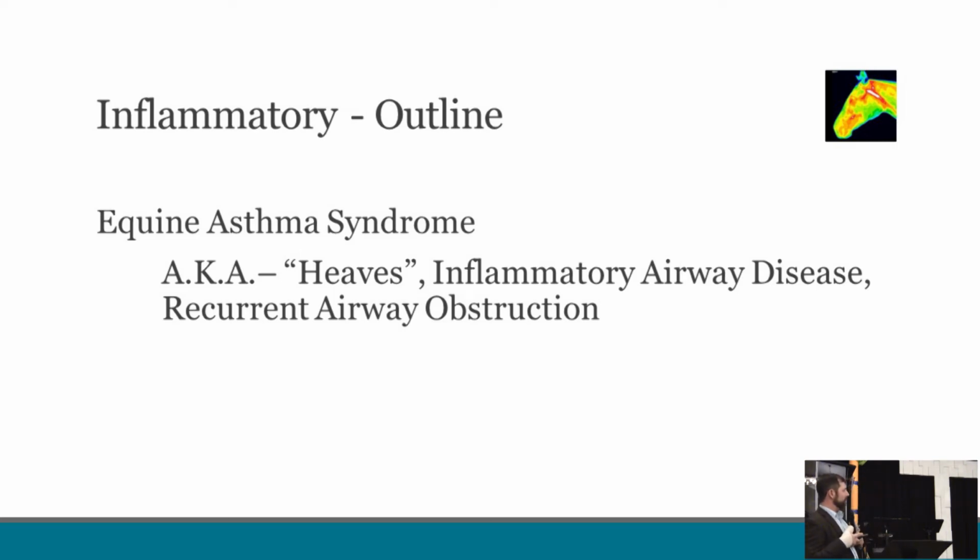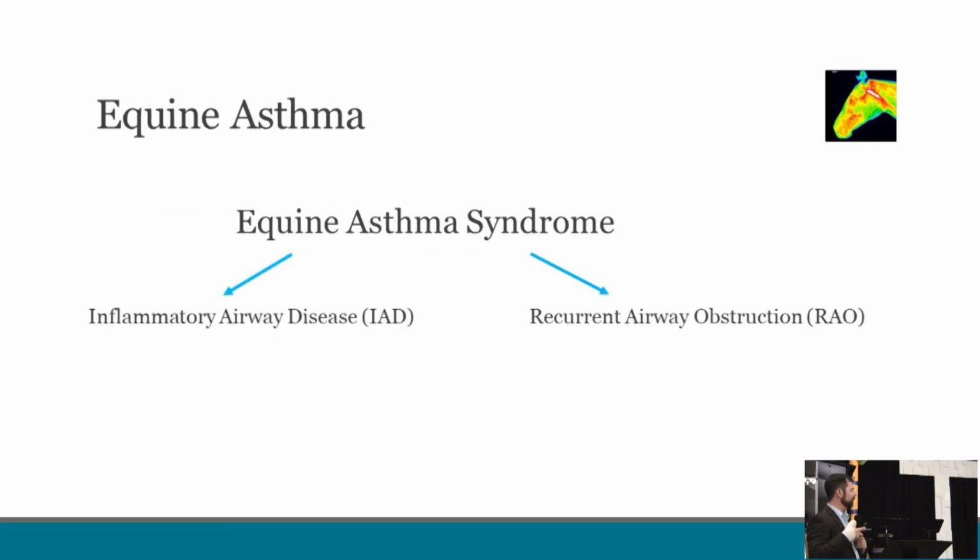Like I just mentioned, equine asthma syndrome is an umbrella term that's used to link inflammatory airway disease and recurrent airway obstruction. Basically the real brainiacs in the veterinary world got together and looked at these two conditions and decided that there was enough similarity between them and the human condition of asthma to call it that. Let's just call it what it is: equine asthma.